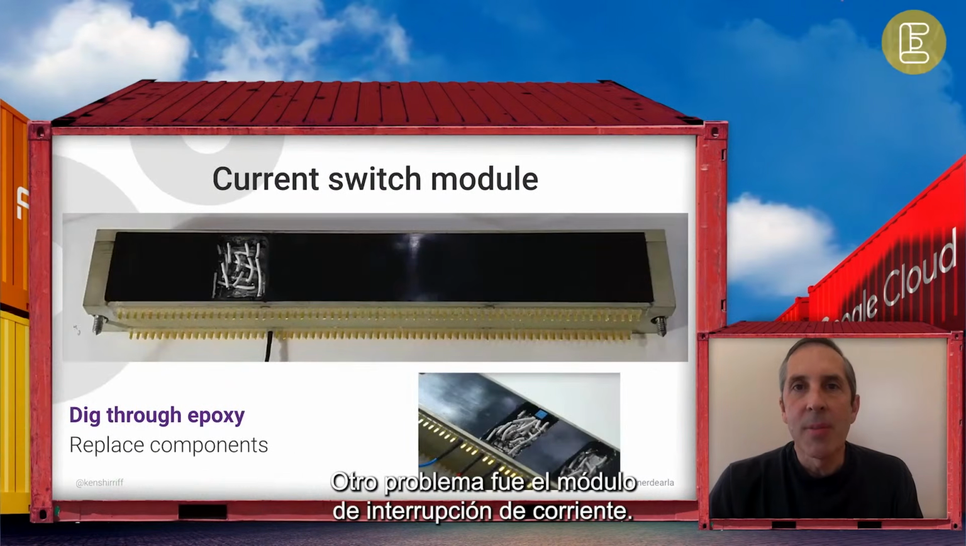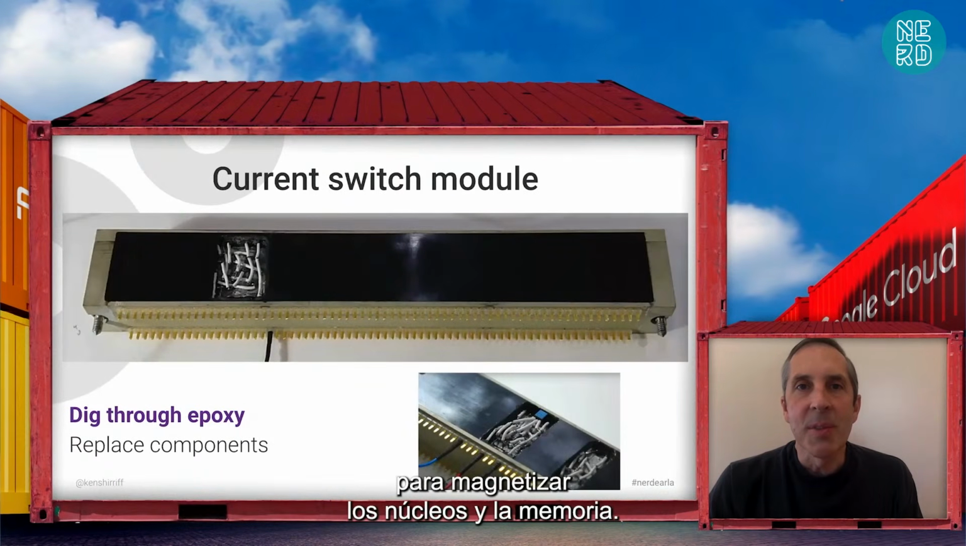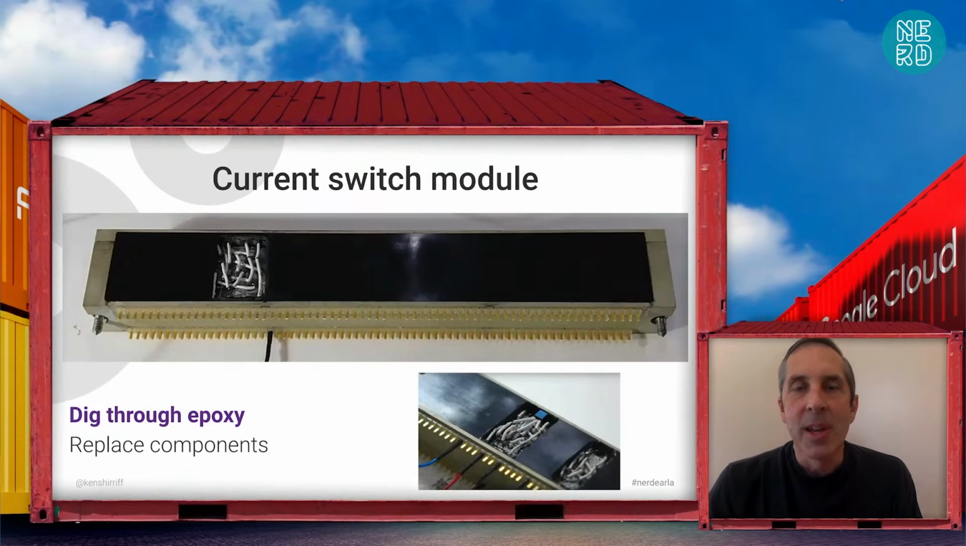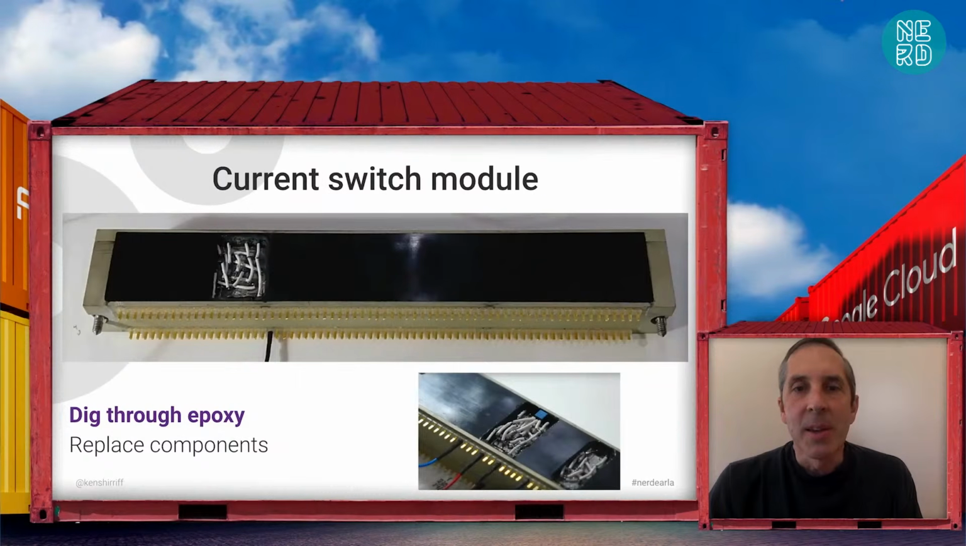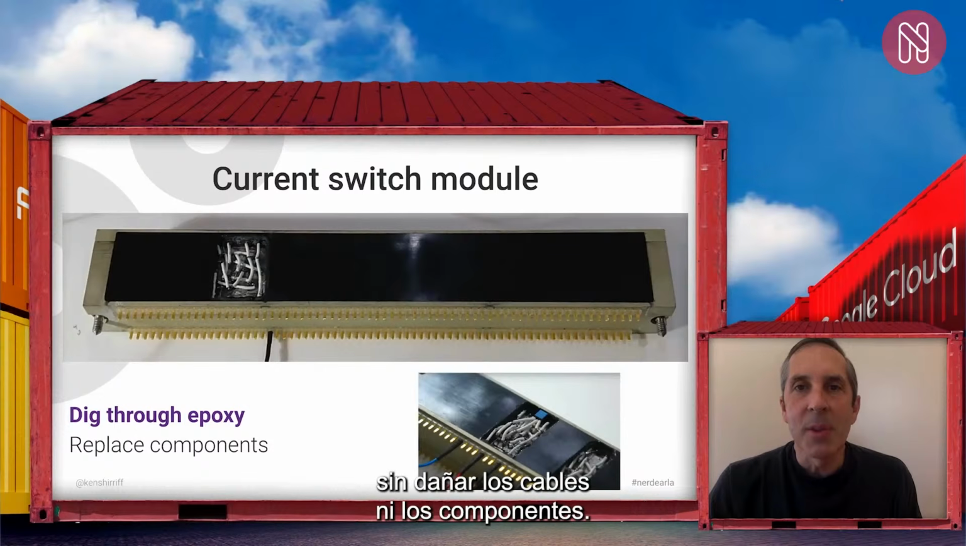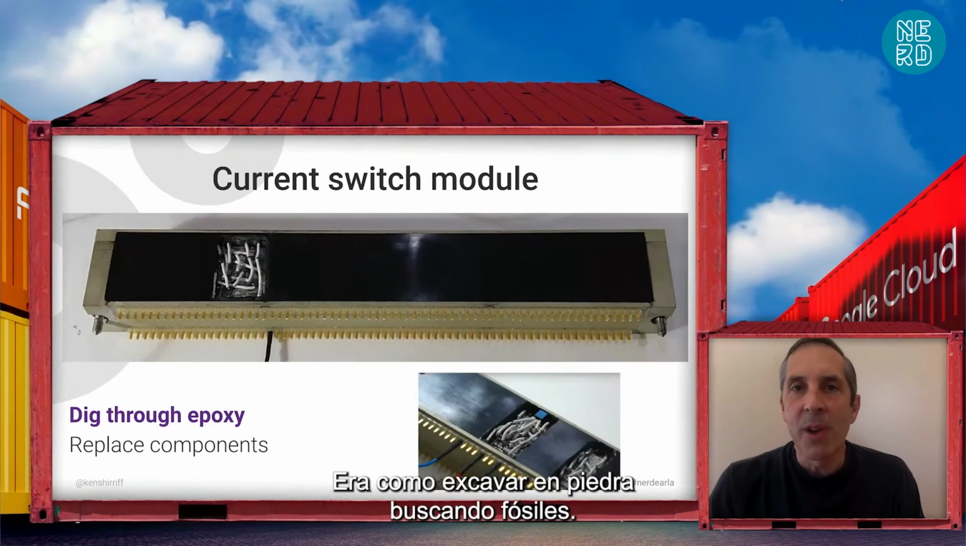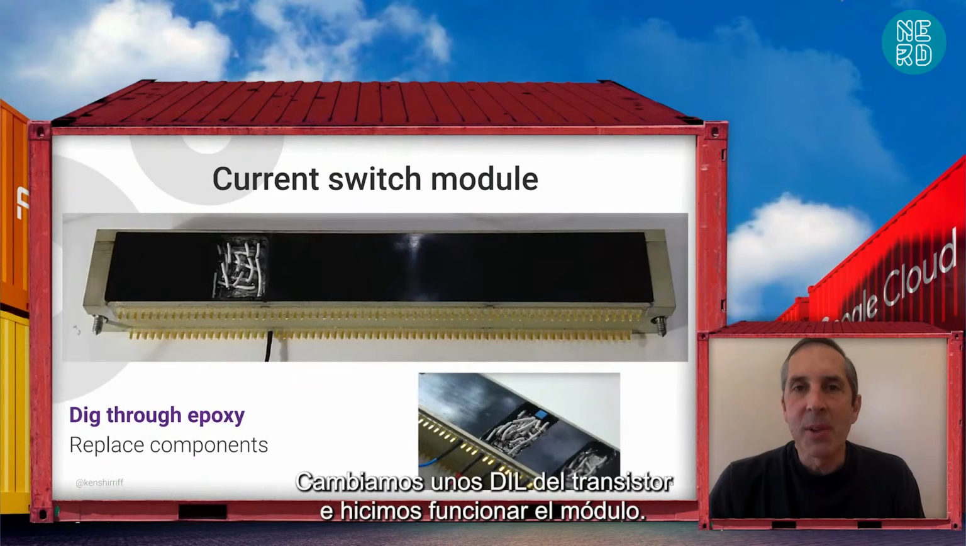We found another problem in the current switch module. This module generates high current pulses to magnetize the cores in the core memory. Some of the diodes had gone bad. To replace the failed components, we had to carefully chip away the solid epoxy without damaging any of the wires or components. It was like digging through rock for fossils. We replaced some diodes in the transistor and got the module working.